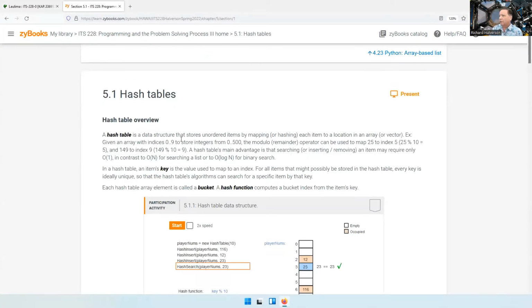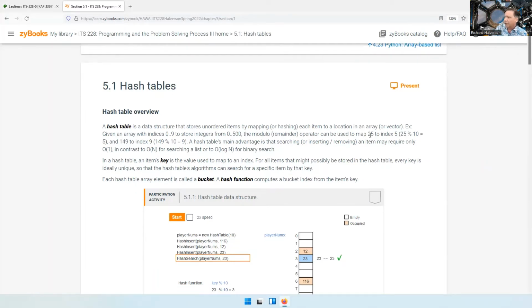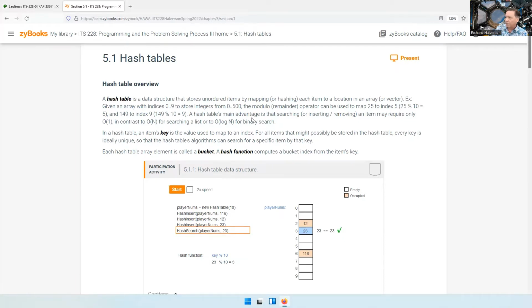So a hash table is a data structure that stores unordered items by mapping them into a location. You use a hash table to store stuff. You map it to a location, and then when you want to retrieve it, you can use that mapping to go get it, and presumably the mapping operation is just one unit of time.